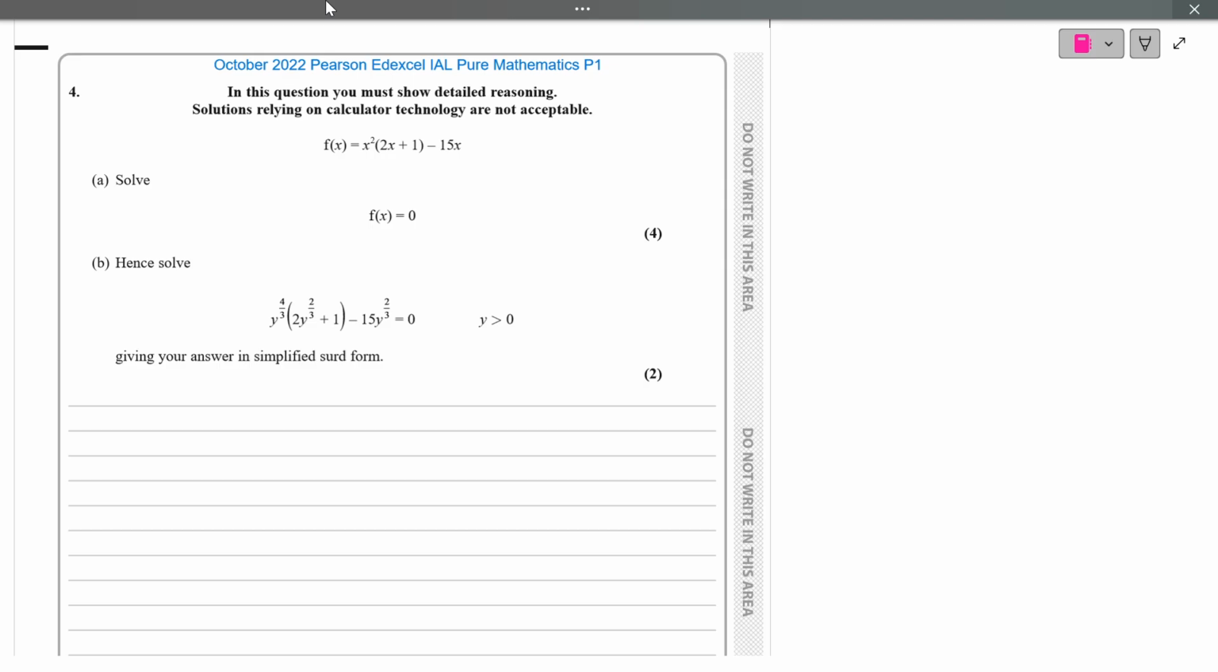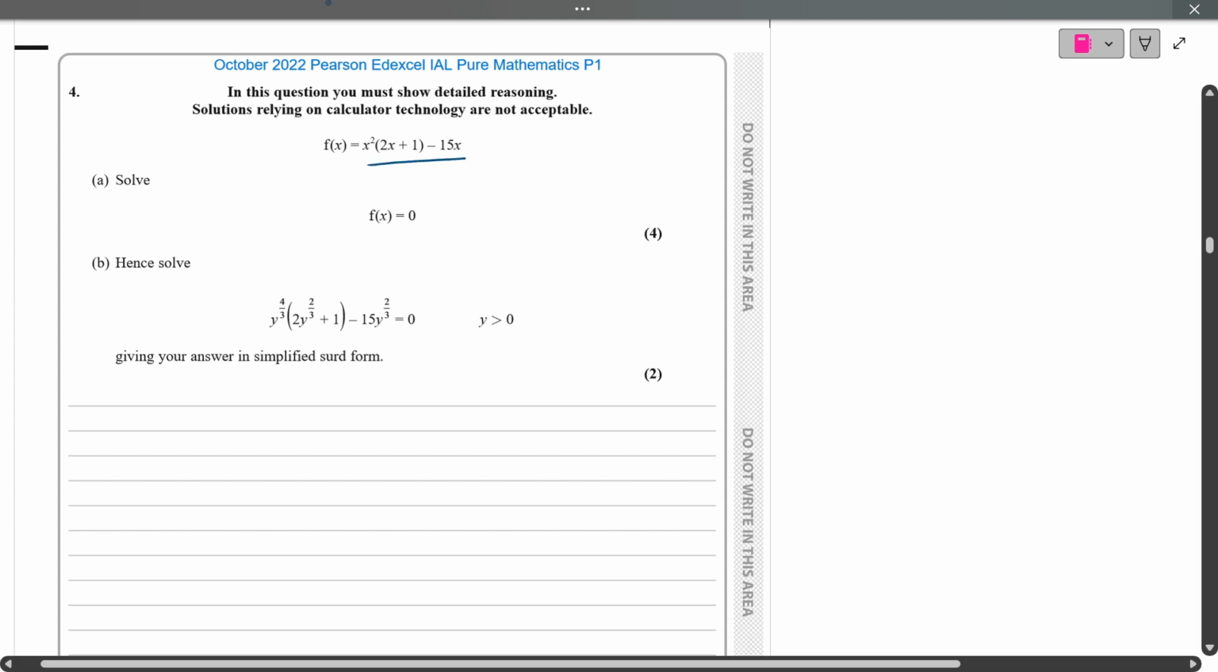In this video, I will be solving question number 4 from paper October 2022, Pearson Edexcel Pure Mathematics P1. We will go through the problem step by step, ensuring you understand the concepts and techniques needed to tackle similar questions. Question 4: f(x) = x squared (2x + 1) minus 15x. Solve f(x) = 0.